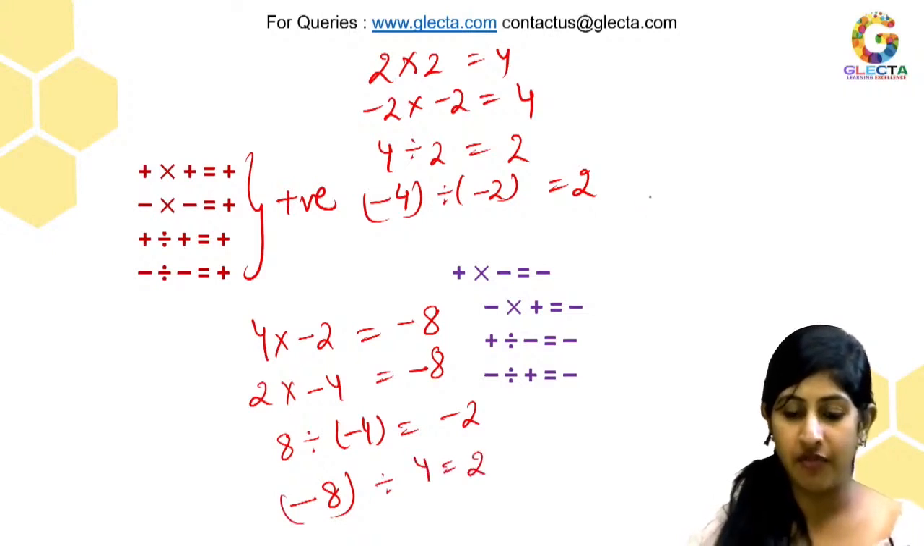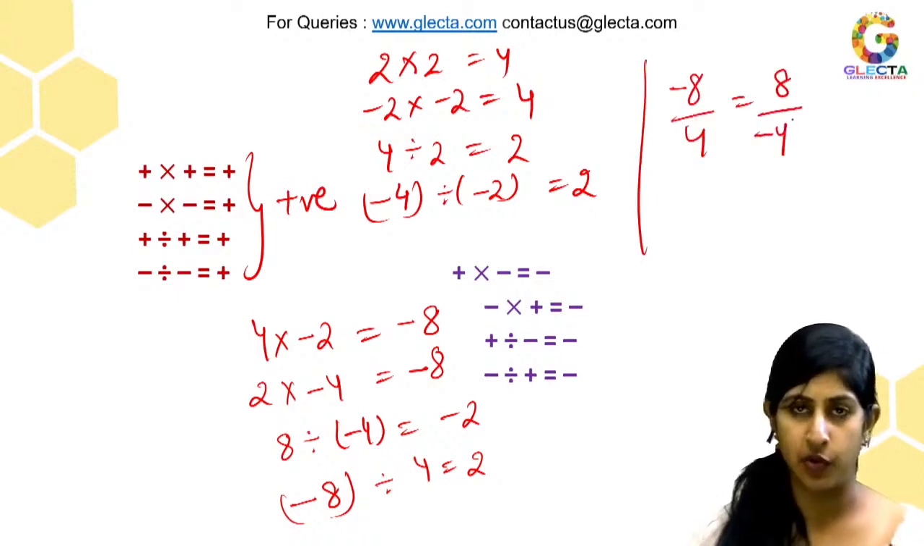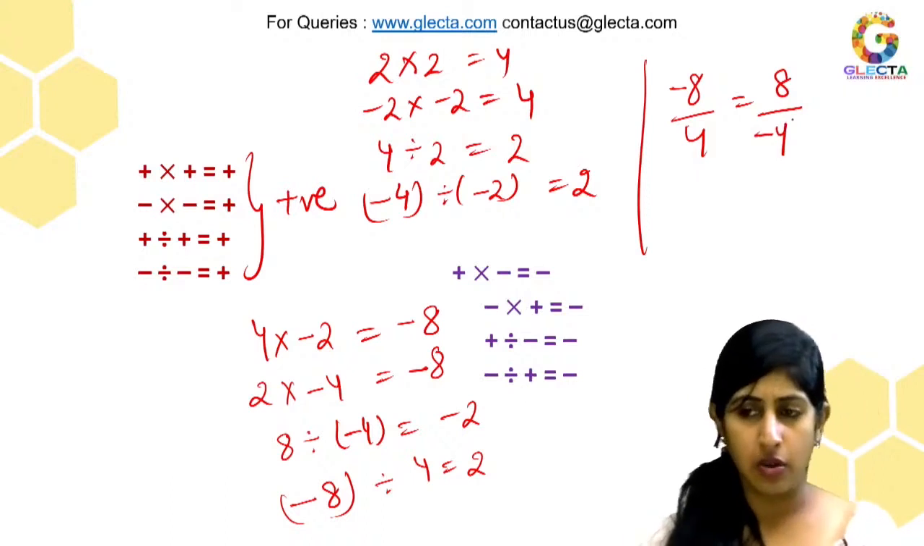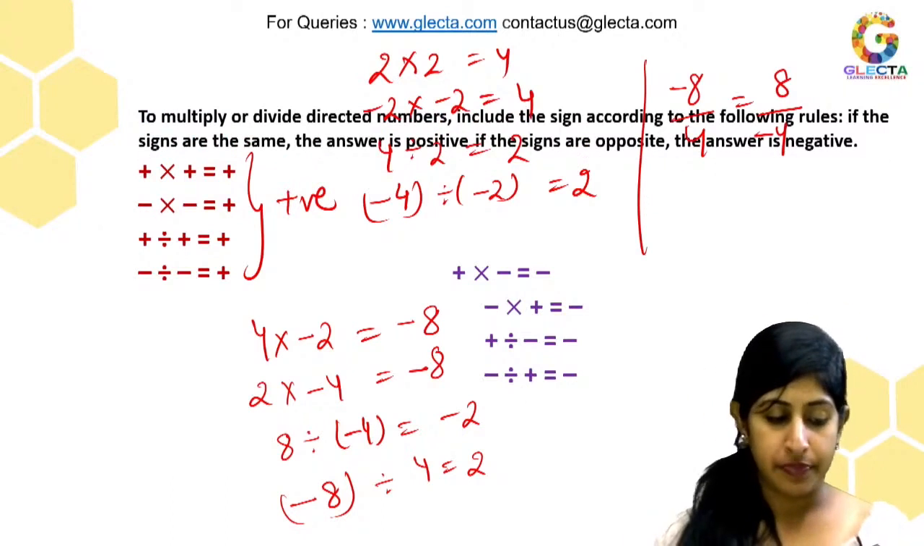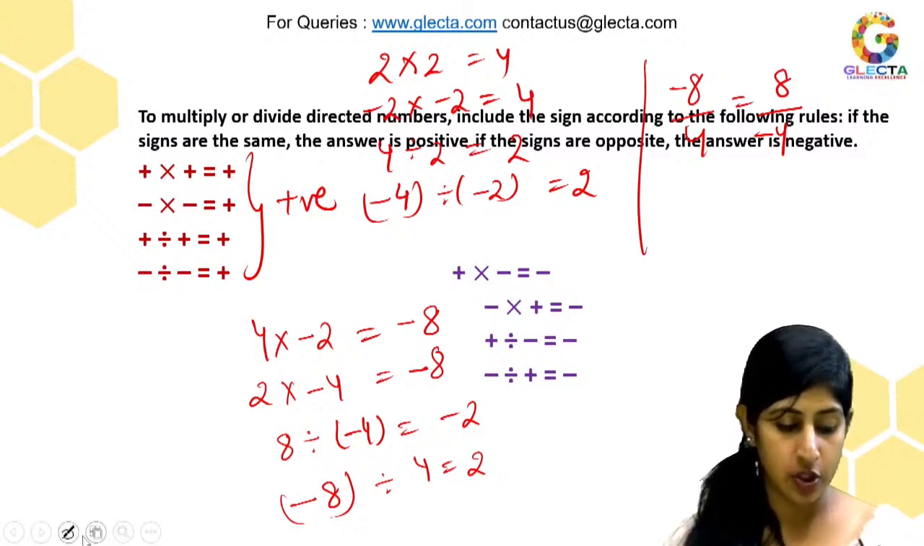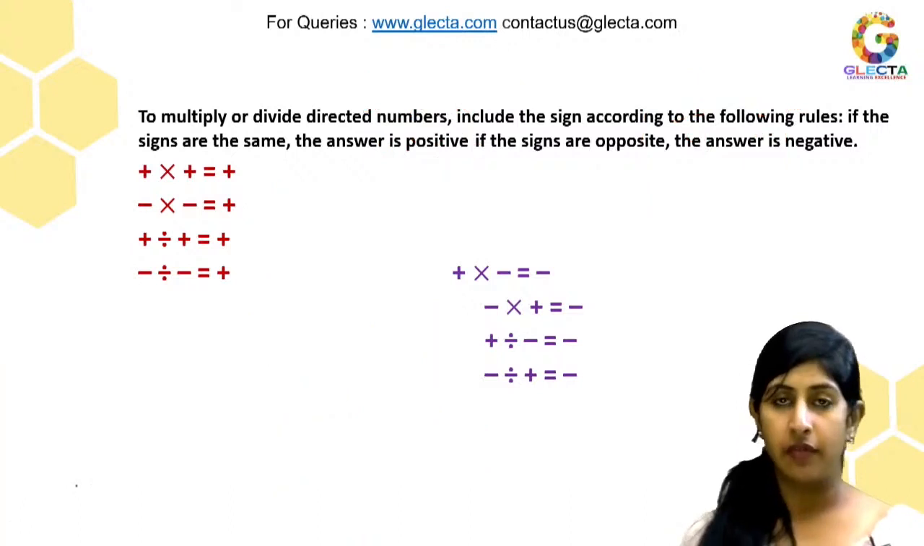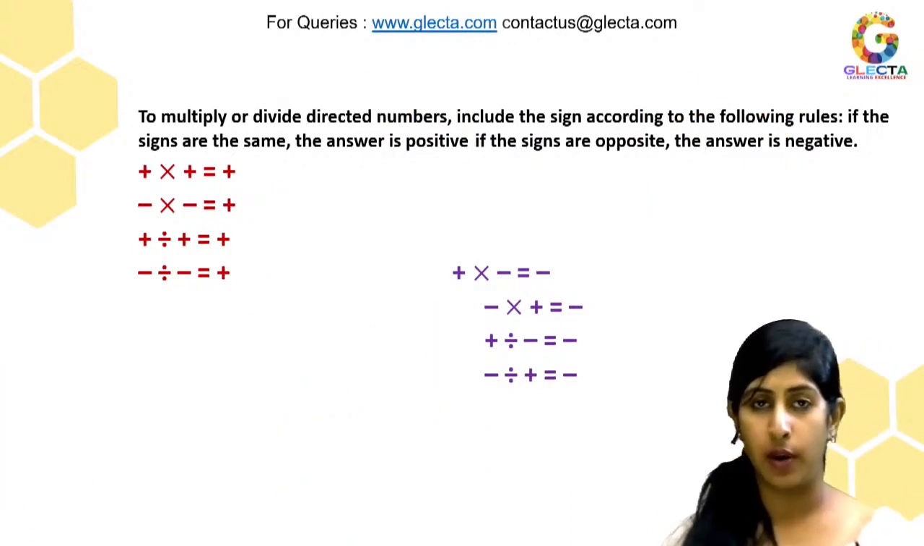Now when I'm writing it in fractional form, you can also say that minus 8 upon 4 is actually the same as 8 upon minus 4. So I don't really have to calculate them differently. So to multiply or divide directed numbers, we just have to see the sign accordingly. Alright, and we have to use these rules which are given over here.